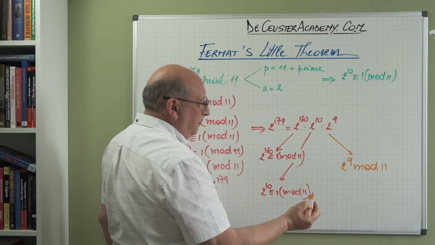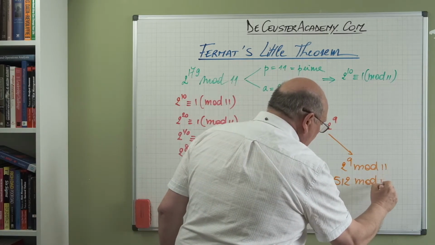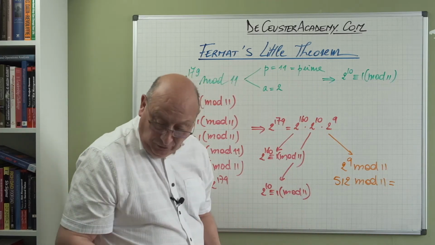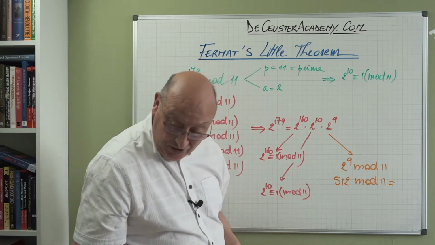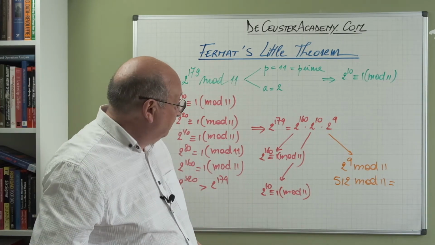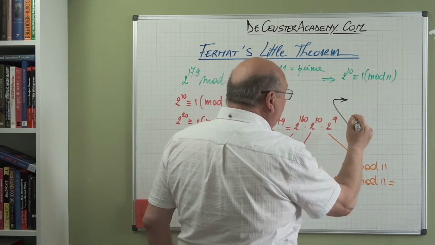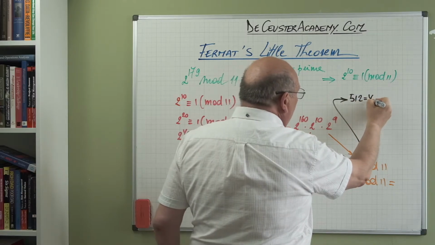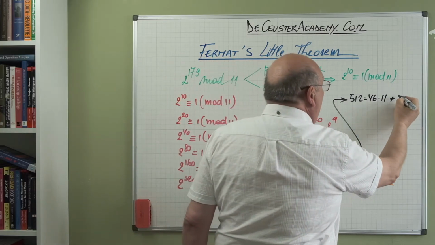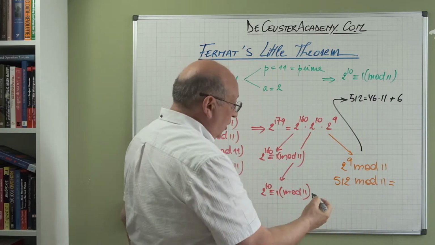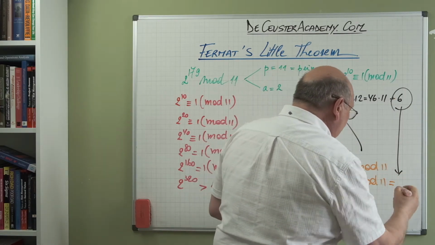We know that 2 to the power 9 is 512 modulus 11, and when we calculate the remainder, 512 is 46 times 11 plus 6. So basically that's what we find. So we can say that this gives us the solution 6.